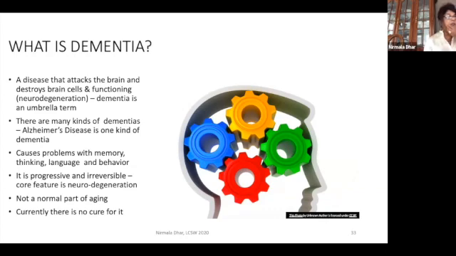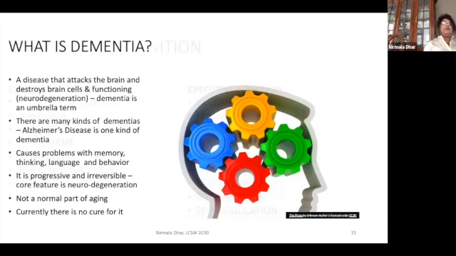It causes problems with memory, thinking, language, behavior. The sad part, it is progressive and irreversible, which is a core feature of neurodegeneration. And currently, there is no cure for it. And it's in the top 10 killers of Americans, dementia is.